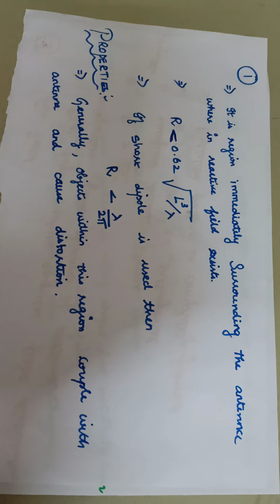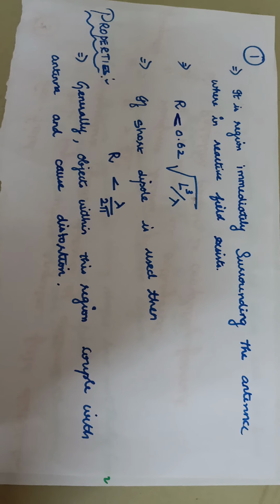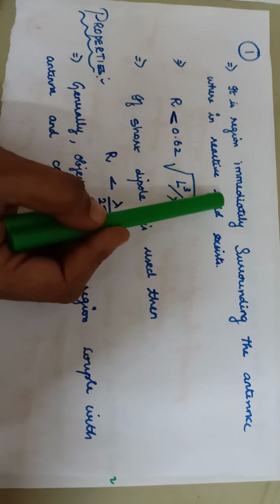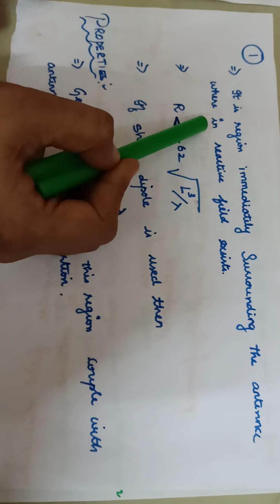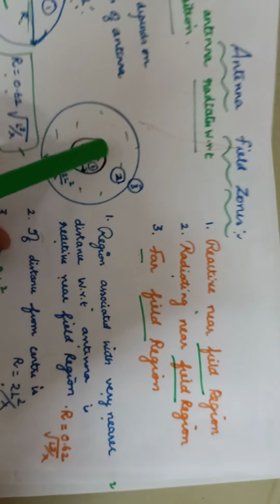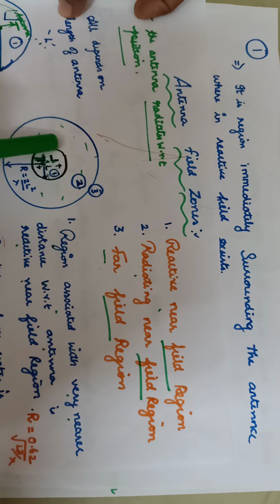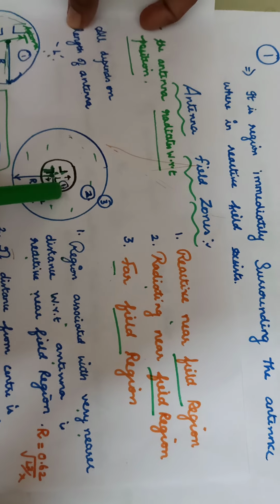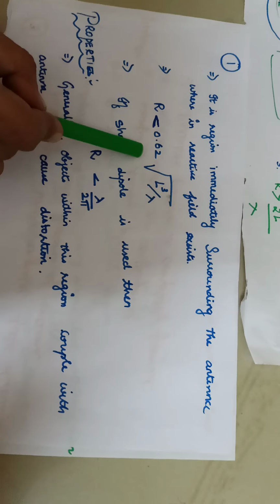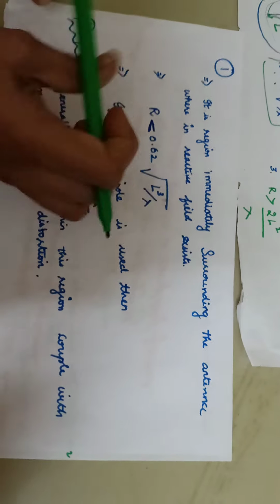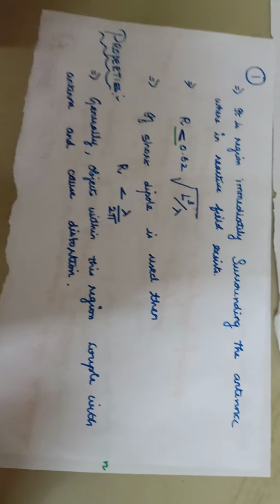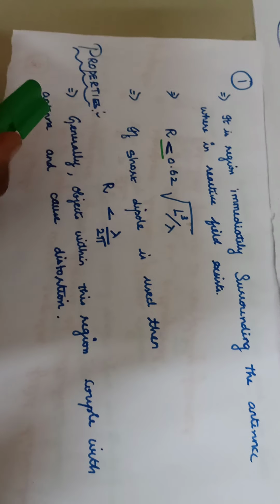Now let's see the properties of the three regions. So the first region, as I said, is the region immediately surrounding the antenna wherein the reactive field will exist. I have given the properties here. That's why the name is reactive near field region. And what is the R value here? It will be less than or equal to 0.62 root of L cube by lambda.